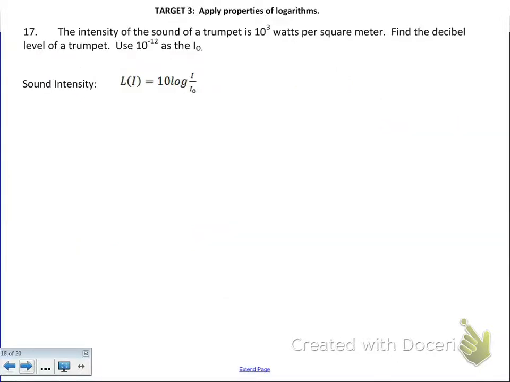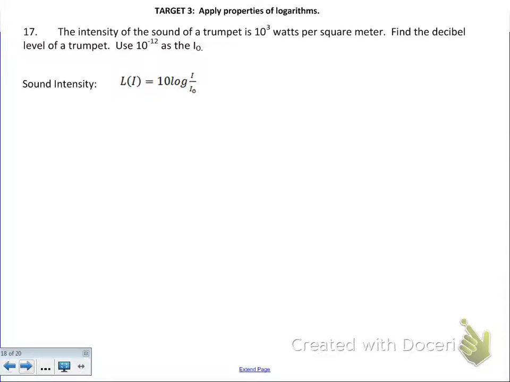Number 17. The intensity of the sound of a trumpet is 10 to the third watts per square meter. Find the decibel level of a trumpet. Use 10 to the negative 12th as the I sub 0. And here's our formula, sound intensity: L of I equals 10 log of I over I sub 0.